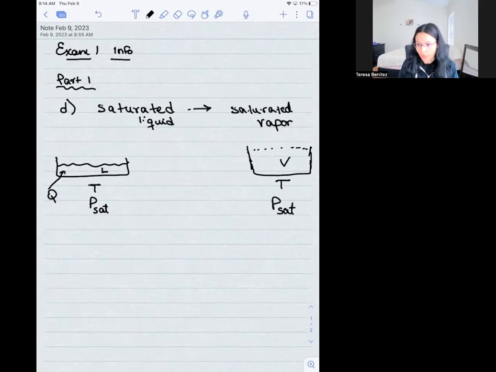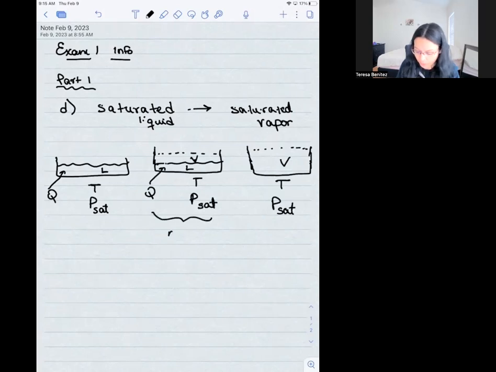But it doesn't happen just liquid to vapor. There is a gradual process where I have a mixture of the two. I'm going to have some liquid with some vapor on top, while I'm adding energy by heat transfer. So in this process, and we're here, we have a mixture.